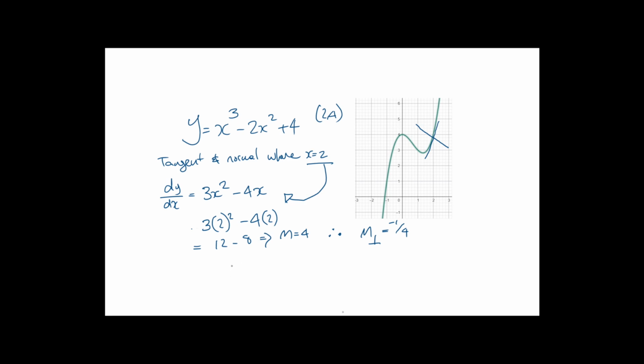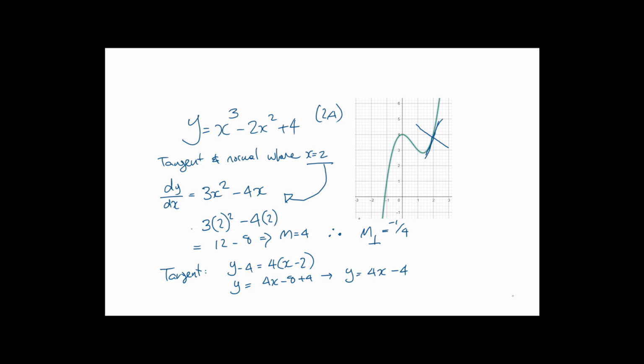Okay, now we have 1 point and we have the gradients. So the tangent is going to have the form y minus y1, and y1 is going to be 4. It is going to be equal to 4(x minus 2). So y is going to be equal to 4x minus 8 plus 4. So that means this tangent line here is going to have the equation y equals 4x minus 4.